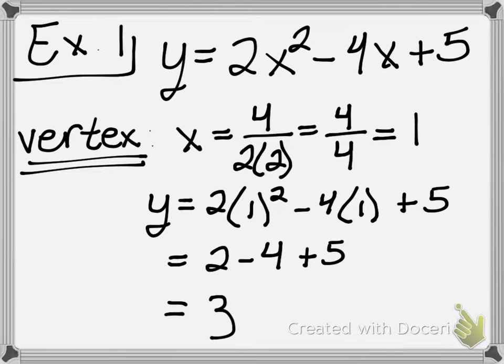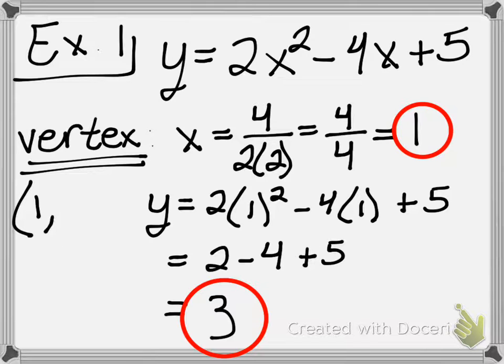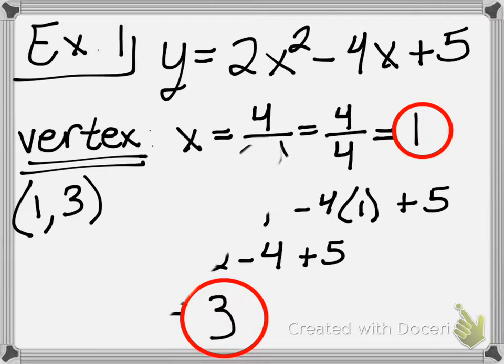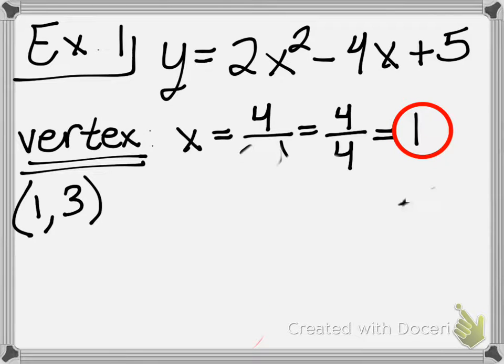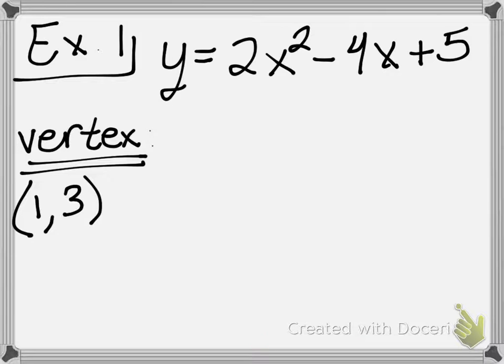Okay, I went ahead and found our vertex real quick. So our x value was 1 and our y value was 3. So that is our vertex. Now let's go ahead and write our vertex form. Okay, so vertex form is this.